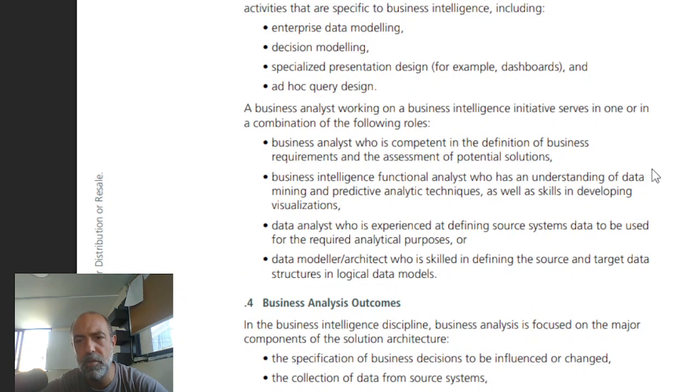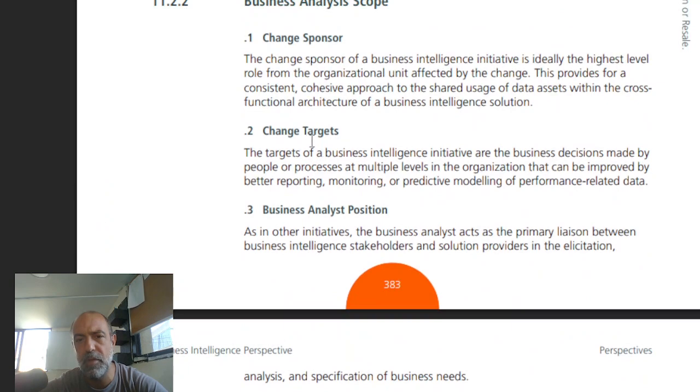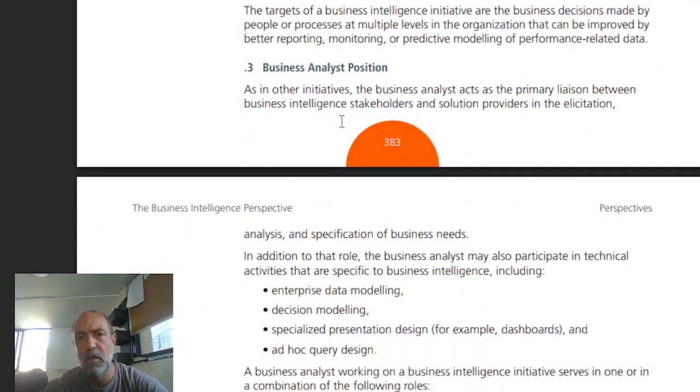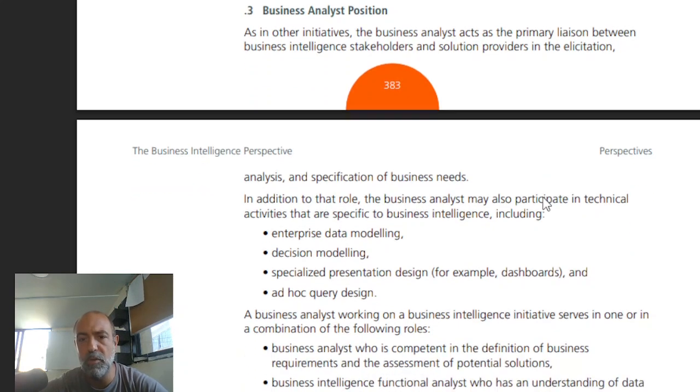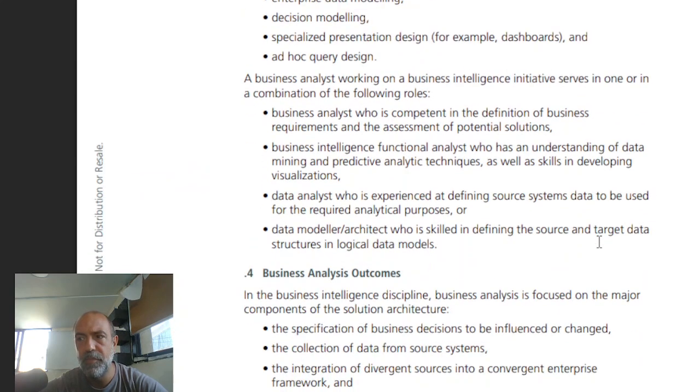So here, first things first, the same way as change sponsor and change targets, any person involved is a target, right? So we're good. Anything that can be improved, anything that could be adjusted is a target. That's basically what they're saying. And our position is always basically a flow between the problem and the stakeholder. A business analyst is a support officer.